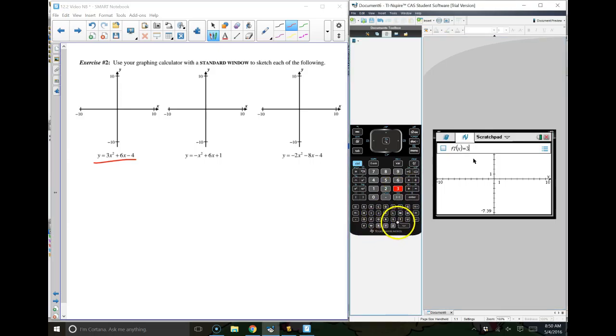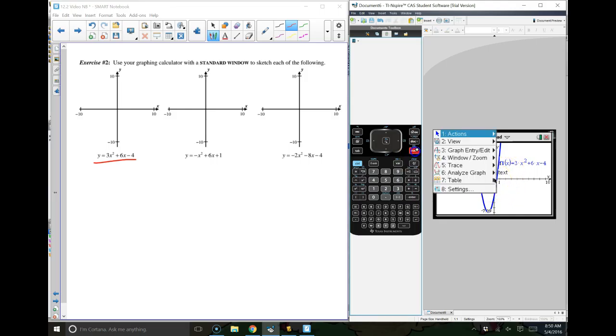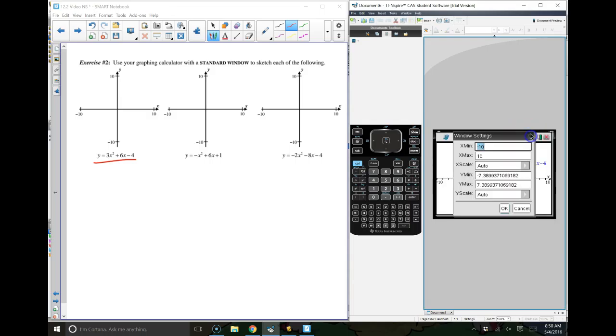So I'm going to type that into my calculator. 3x squared plus 6x, and then minus 4. So I'm plugging that in my calculator. I'm going to hit enter. And it wants my window to be from negative 10 to 10. Right now it's going left to right, negative 10 to 10, but it's not going up and down 10 to 10. It's not a big deal. We can change this window to window settings and change this number here to being a negative 10 and a positive 10.